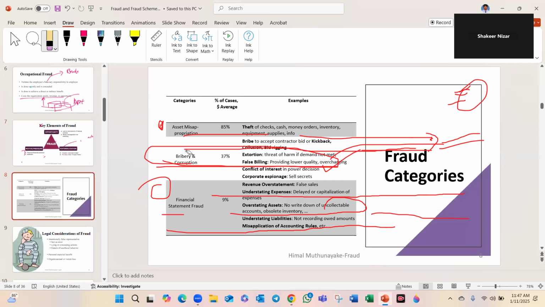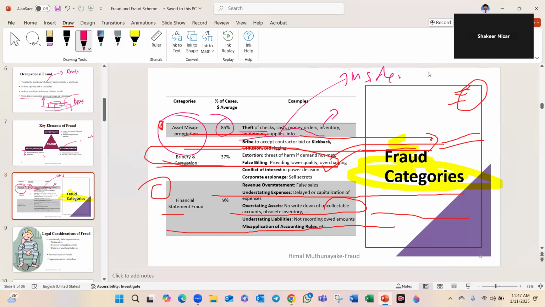Fraud categories. Here, this is tested if I am the examiner. What are the fraud categories, the types of frauds? We have three types of frauds. You have asset misappropriation, the most common type. I told you: theft of checks, cash, money orders, inventory. Inventories are stolen, right? Equipment, supplies, information. Here we call it insider trading, right? You can't do insider trading, right? Bribery and corruption.